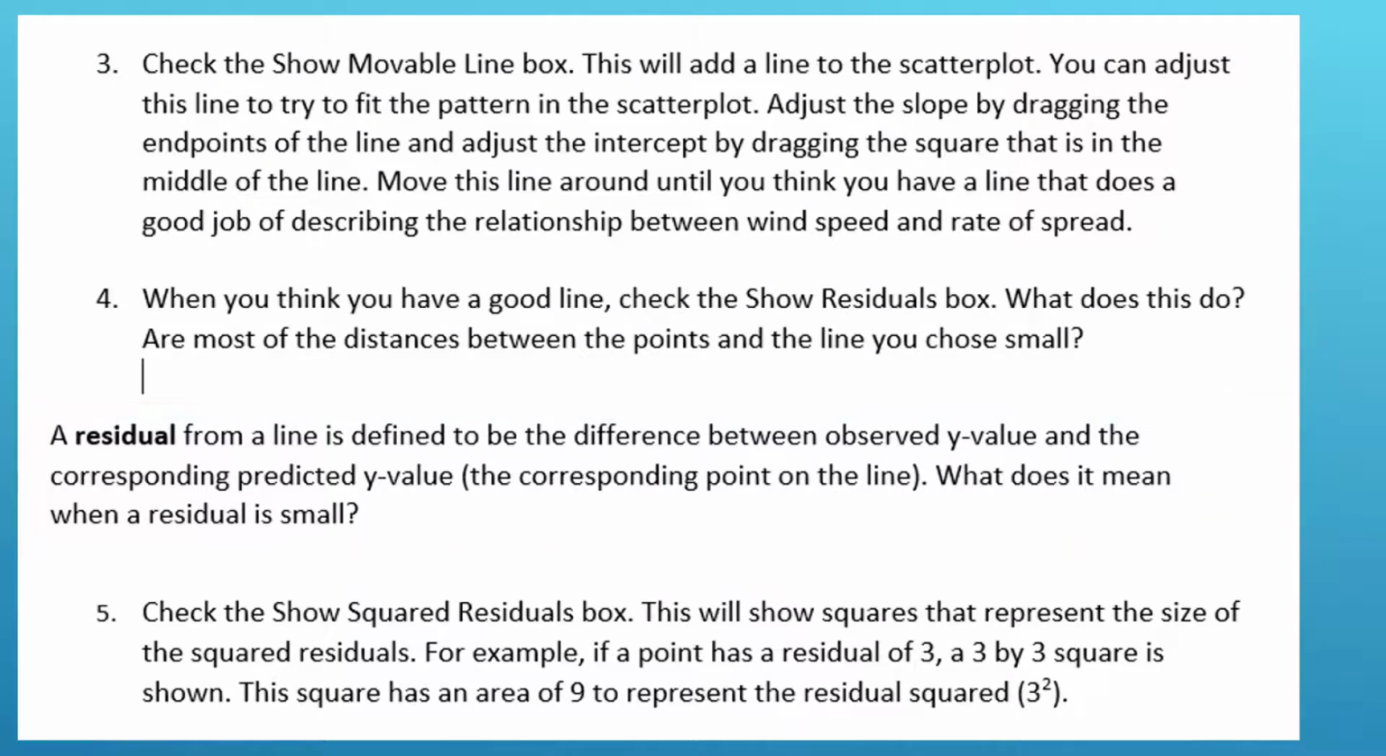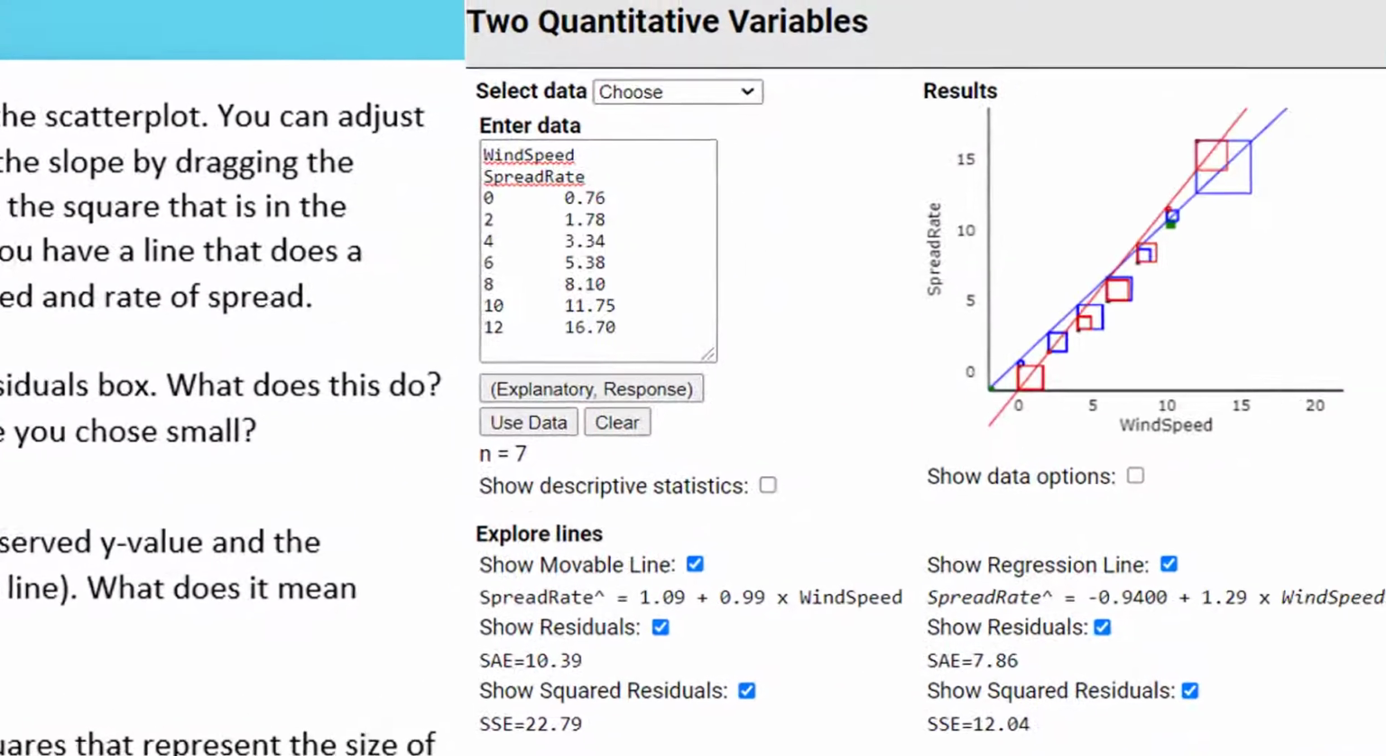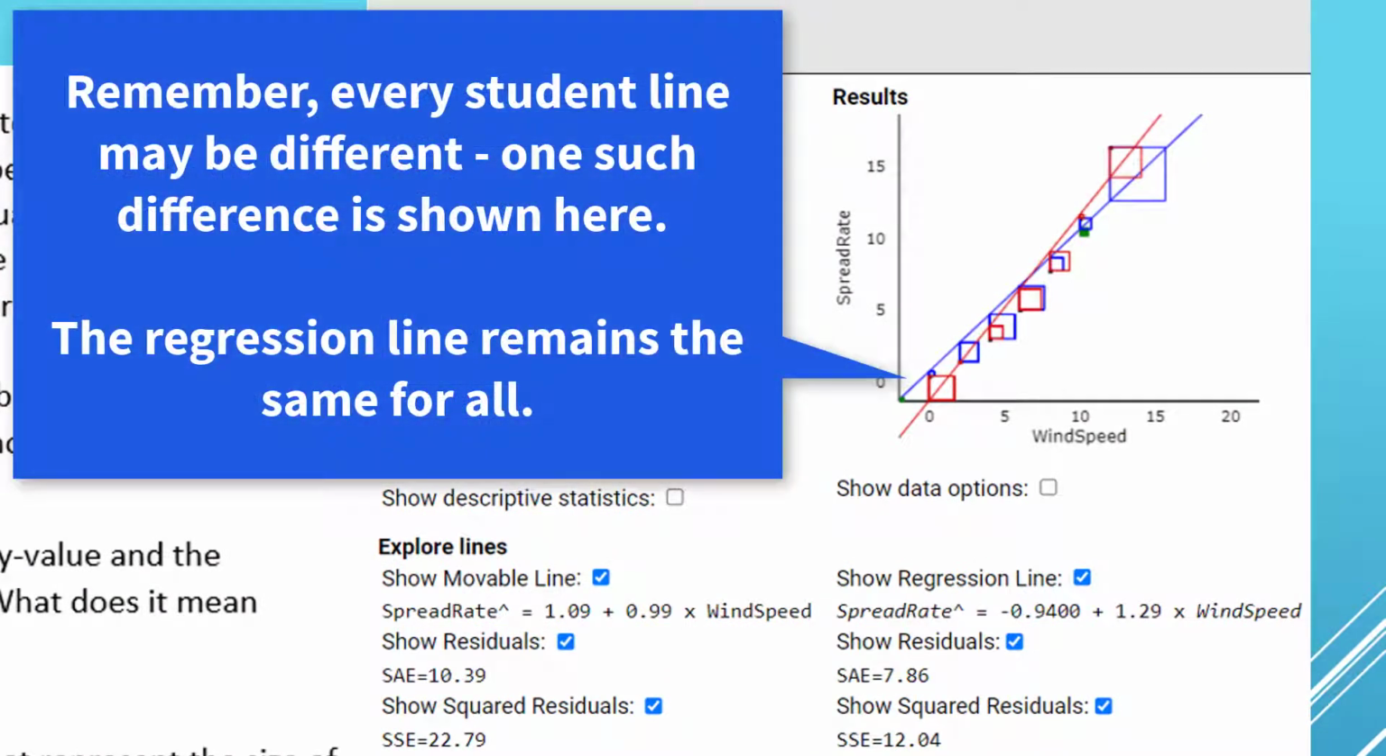Question 5 had students check the Show Squared Residuals box. Recall that this added squares to the scatter plot to represent the size of the squared residuals. Some students may not immediately see the connection between the squares in the plot and the size of a squared residual.